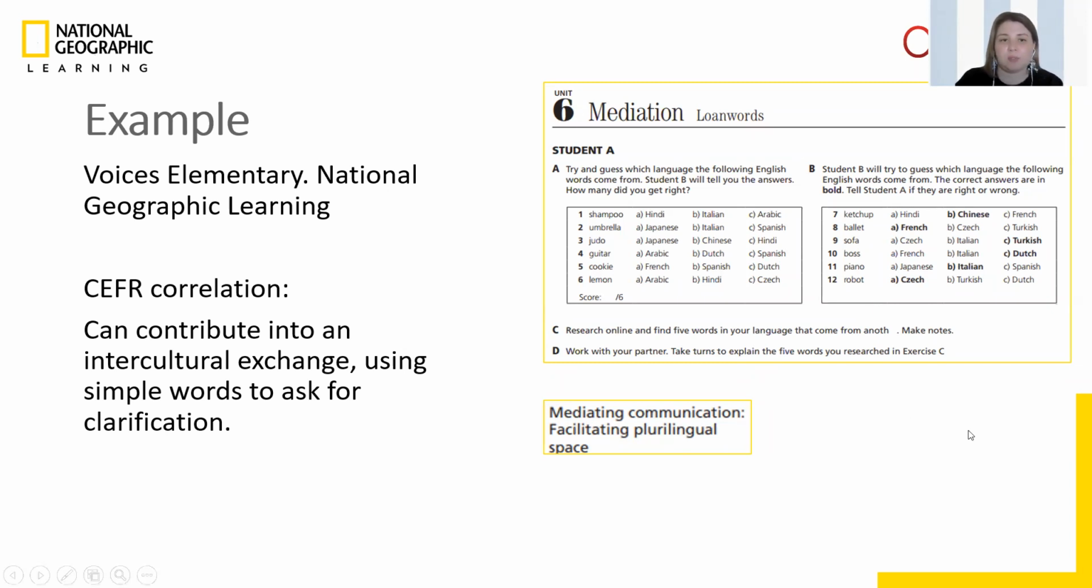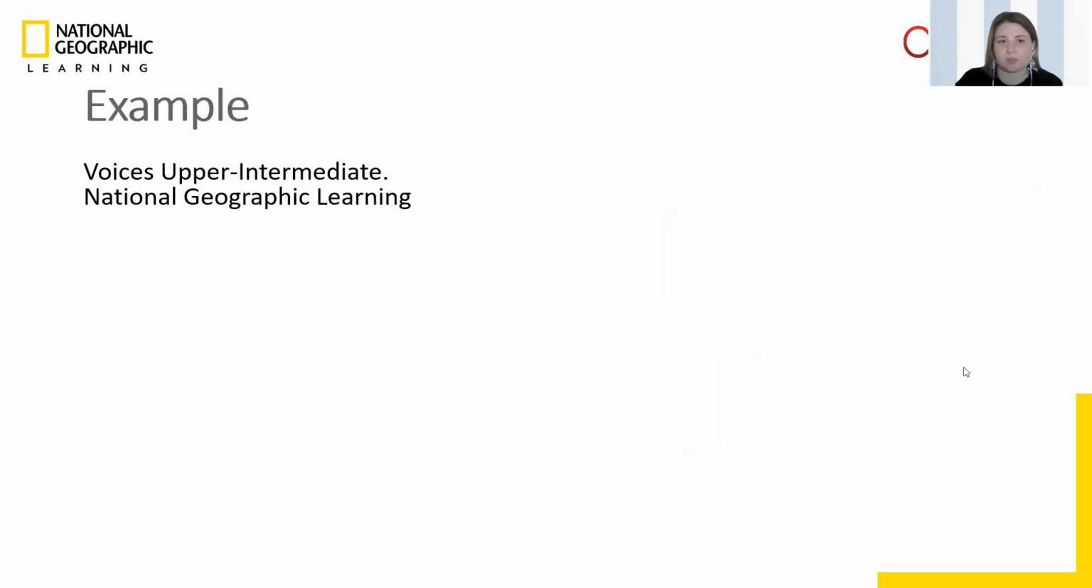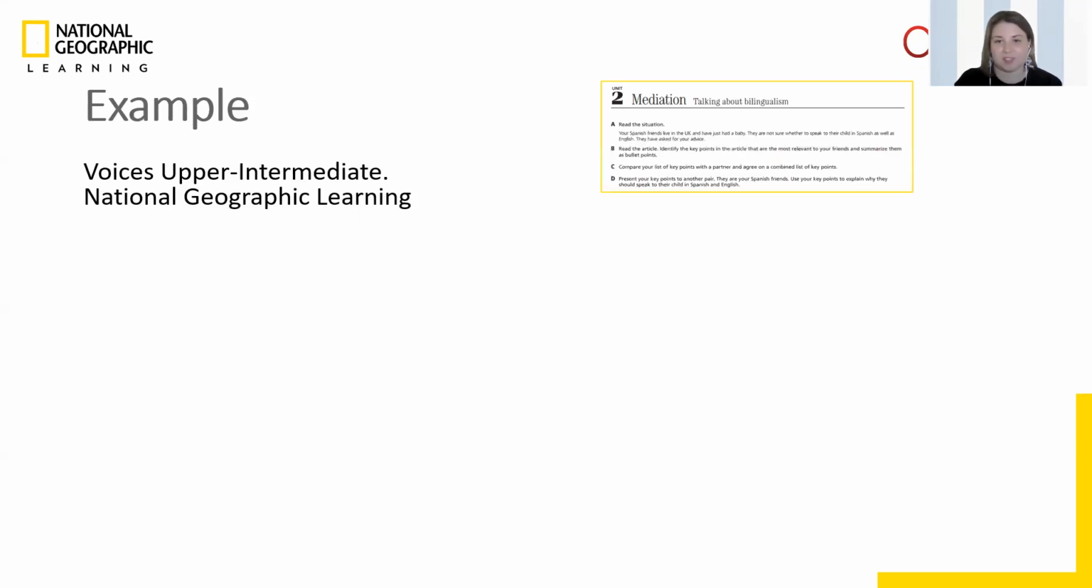So then a couple more examples. This one is the extract from the Voices course book, but it's the upper intermediate level. Here, I really loved this task. The task is the following: you have Spanish-speaking friends. They are expecting a baby, and they are discussing the options, which language they should use when talking to their child.